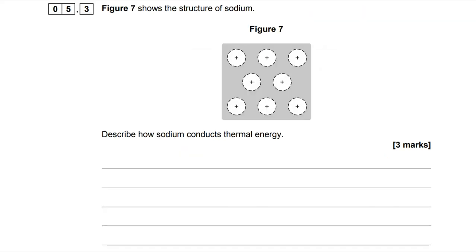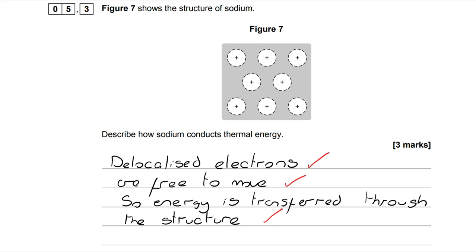Moving on to 5.3, and we've got sodium, and we need to know how sodium conducts thermal energy. Now, a lot of this crosses over with why it conducts electricity as well, but let's take a look. 3 marks. Delocalized electrons, you can mention those. The fact that that means they are free to move gets the 2nd mark, and therefore the energy is transferred through the structure gets you to mark number 3.